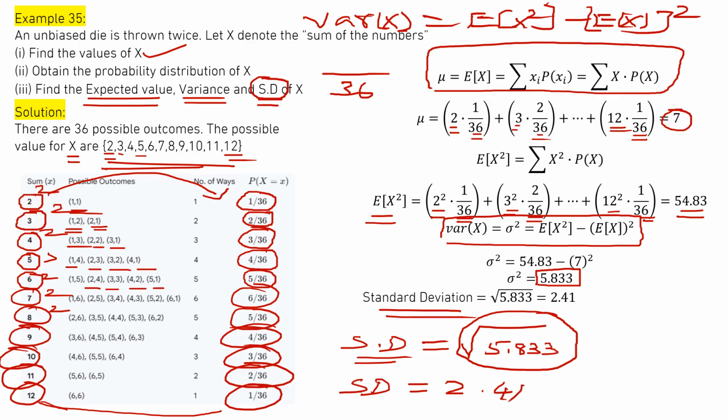Okay. So for the mean E of x, the answer is 7. Variance answer is 5.833 and standard deviation is 2.41.